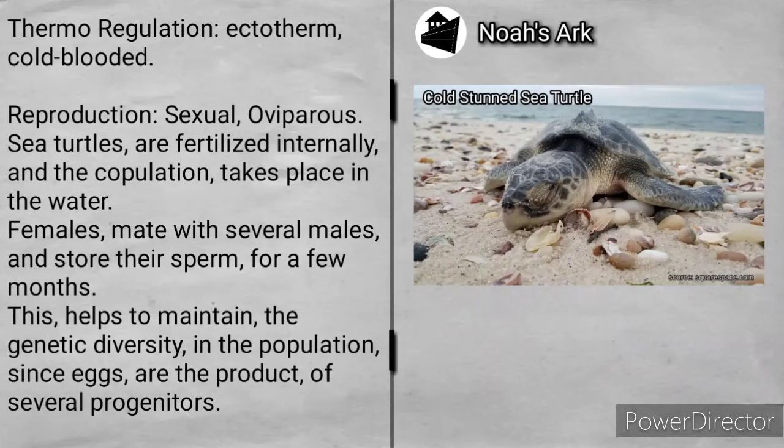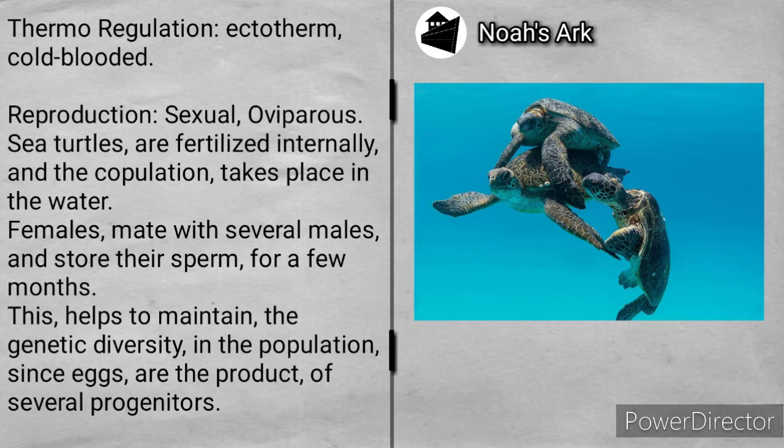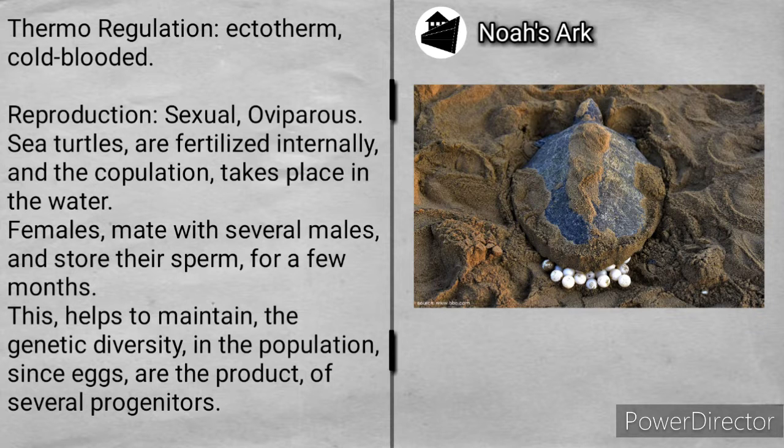Thermoregulation. Ectotherm, cold-blooded. Reproduction. Sexual, oviparous. Sea turtles are fertilized internally, and the copulation takes place in the water. Females mate with several males and store their sperm for a few months. This helps to maintain the genetic diversity in the population, since eggs are the product of several progenitors.